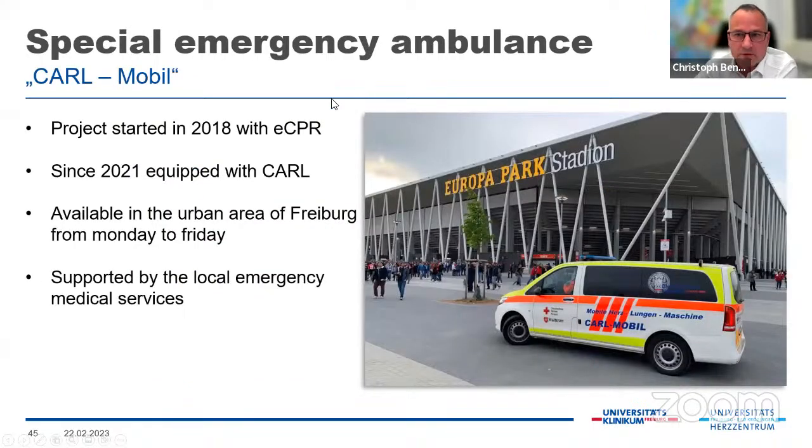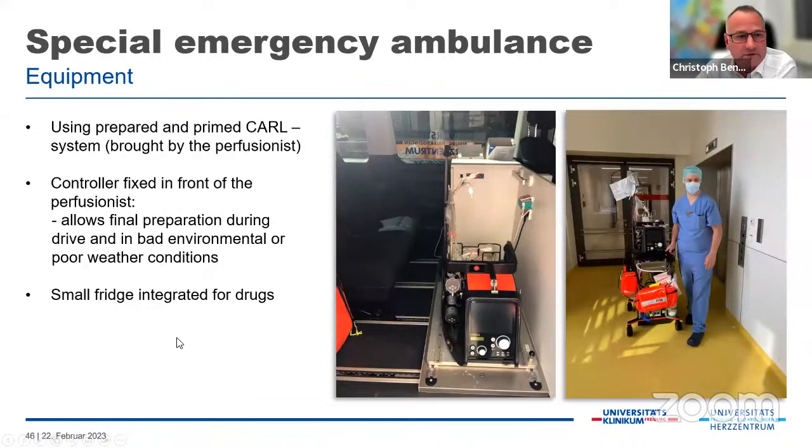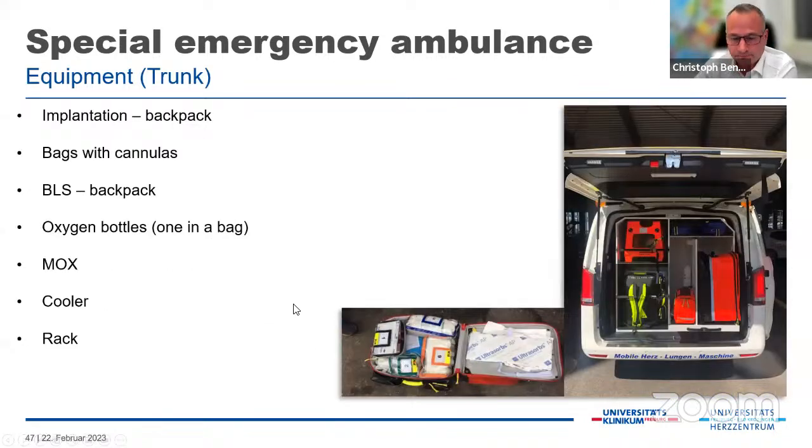Therefore, we have a special emergency ambulance car. The project started before COVID and since 2021 is equipped with the CAL system and the cooling device, and we are available in the urban area of Freiburg, supported by the local emergency medical services. We are using the primed system from the OR, bringing it to the car, and so with a specially equipped car we are able to use this technology wherever it's needed.